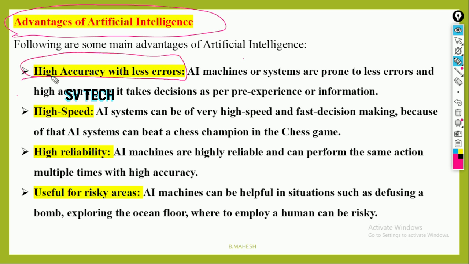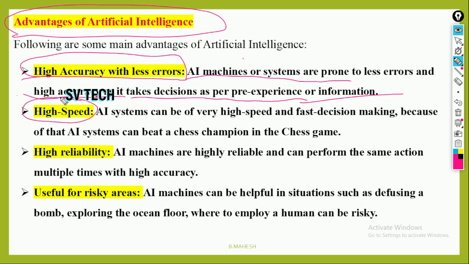If we do any work, there may be a chance of getting errors and it will take more time. But if you do work with AI, machines or systems are prone to fewer errors and high accuracy, as it takes decisions as per pre-experience or information.